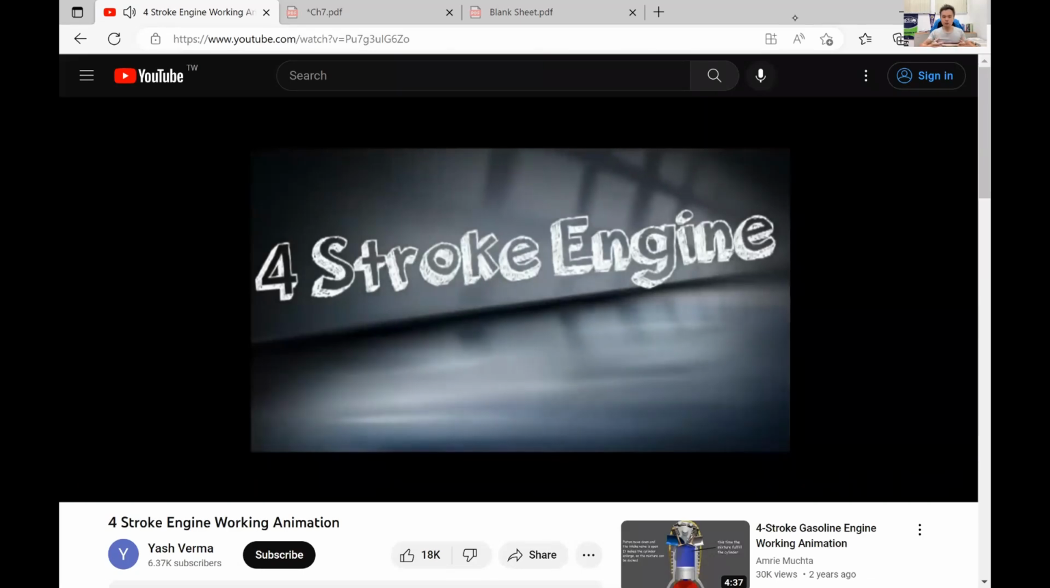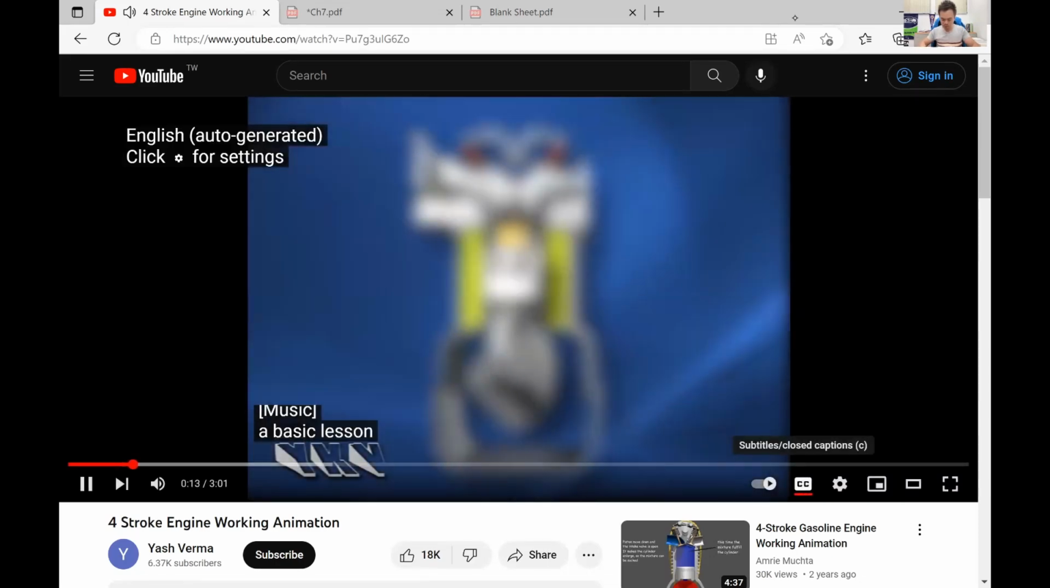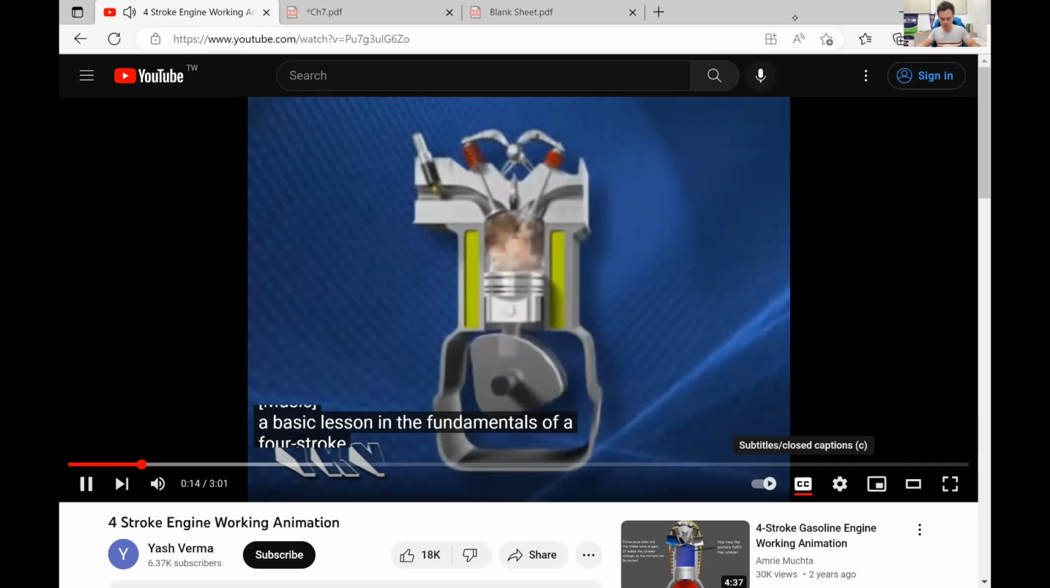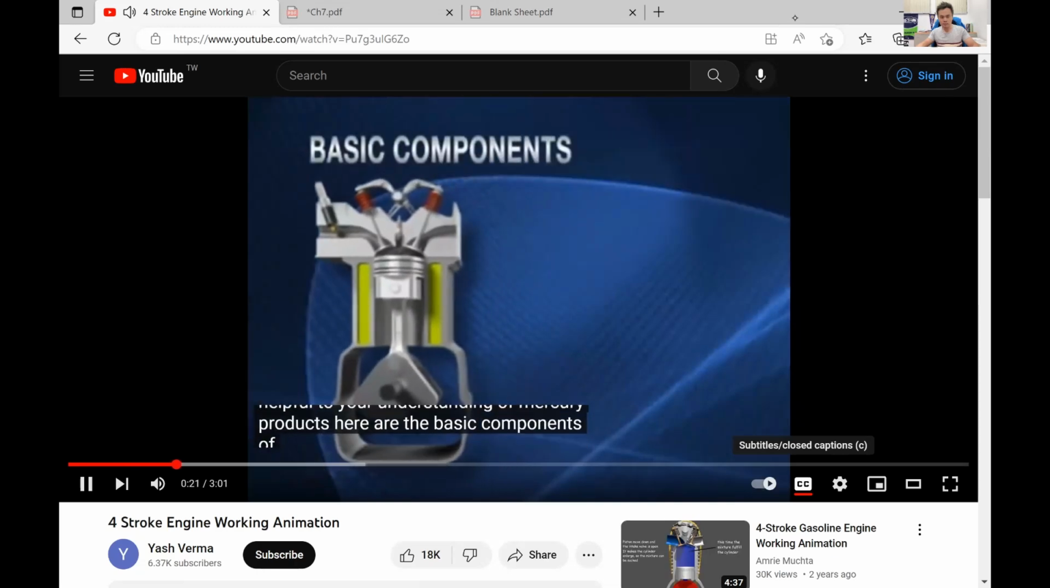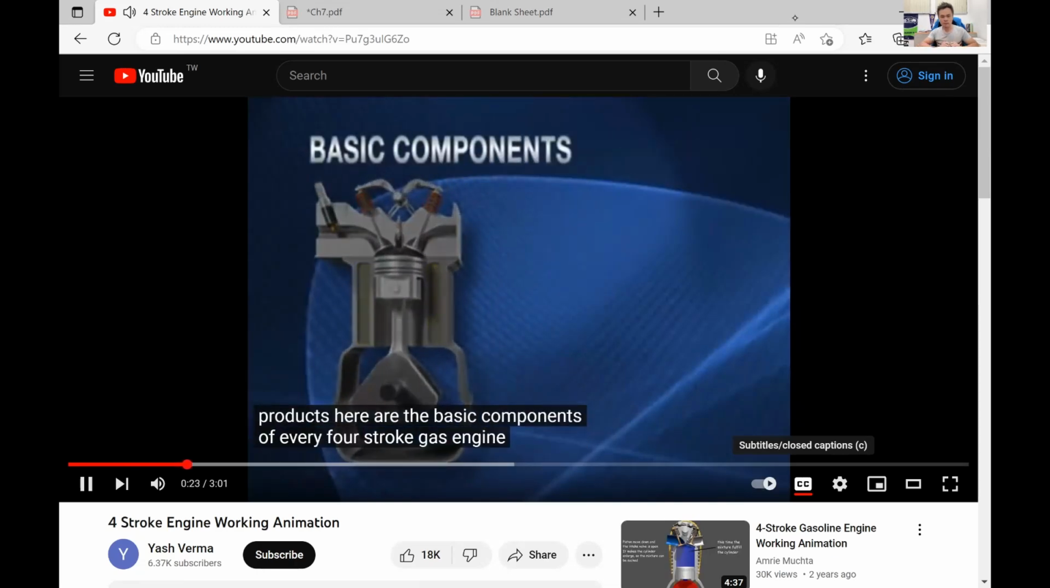So this video shows you how a 4-stroke engine works. A basic lesson in the fundamentals of a 4-stroke EFI gas engine may be helpful to your understanding of Mercury products. Here are the basic components of every 4-stroke gas engine.